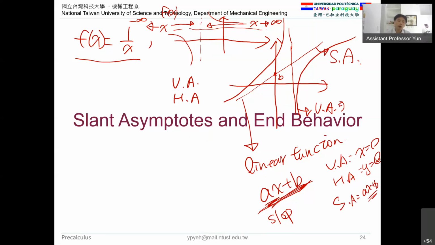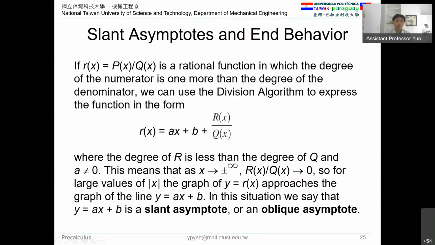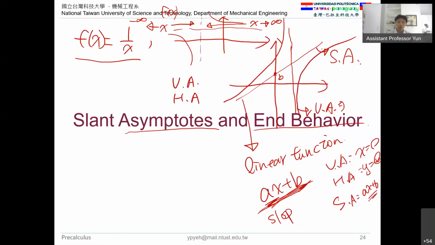Okay. And also, after we find the asymptotes, we also determine the end behavior of these functions. And where can we find this slant asymptote? As we learned in the previous slide, this slant asymptote happens for certain functions, the linear function ax plus b here, and this happens depending on the degrees of the numerator and the denominator.